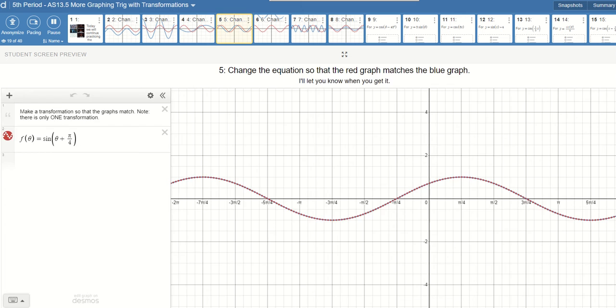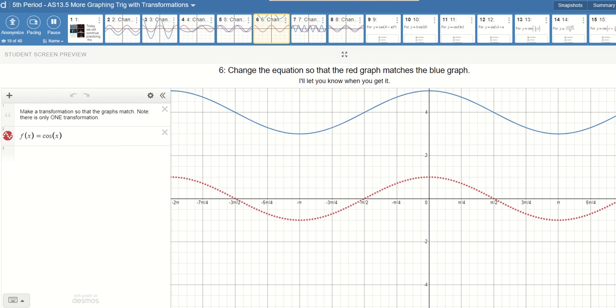Oh, yeah, I think there was an error with 5 and 6 where it didn't actually tell you when you got it. But if it lines up, you got it.